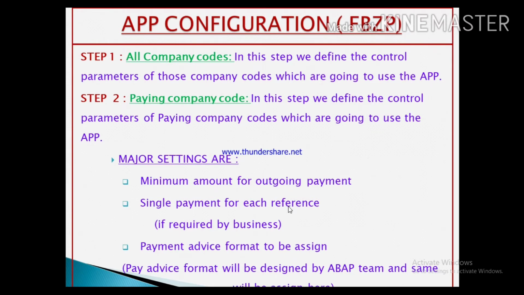Friends, in a previous video we learned about the introduction of APP. Today we are going to start APP configuration under the T code FBZP. The first step is all company codes. In a previous video you understood what APP is, how APP works, and what the use of APP is. The first step of APP configuration is all company codes. In this step, we define the control parameters of those company codes which are going to use the APP.